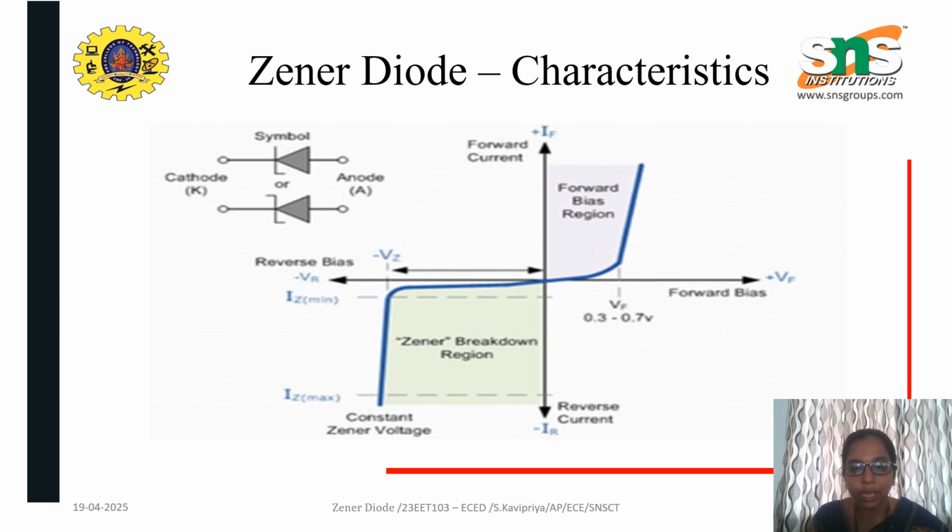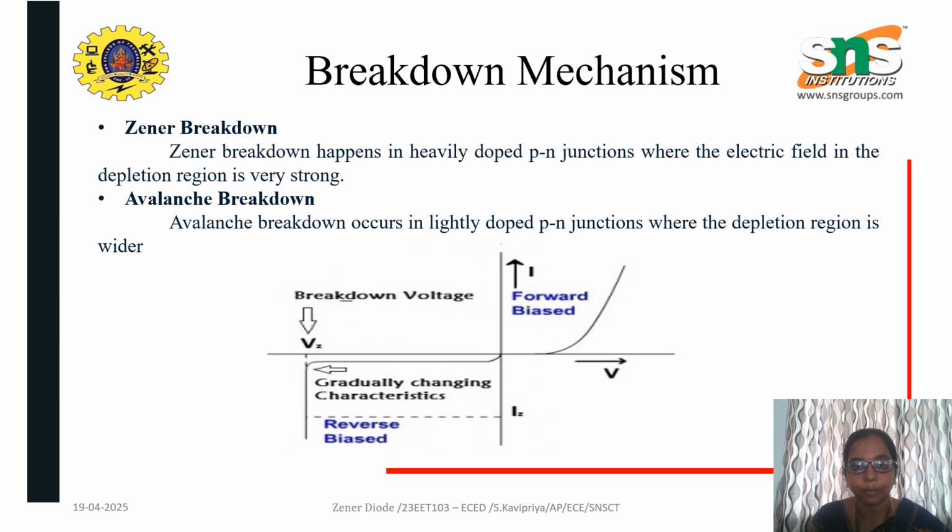In the case of reverse bias condition, there will be a gradual increase in the current up to the Zener breakdown voltage. Once the Zener breakdown voltage is reached, there will be a rapid increase in the current, whereas a constant Zener voltage is maintained. We have two breakdown mechanisms in a Zener diode. The first one is Zener breakdown and the second one is avalanche breakdown. Zener breakdown happens in a heavily doped PN junction where the electric field in the depletion region is very strong. Avalanche breakdown occurs in a lightly doped PN junction where the depletion region is much wider.